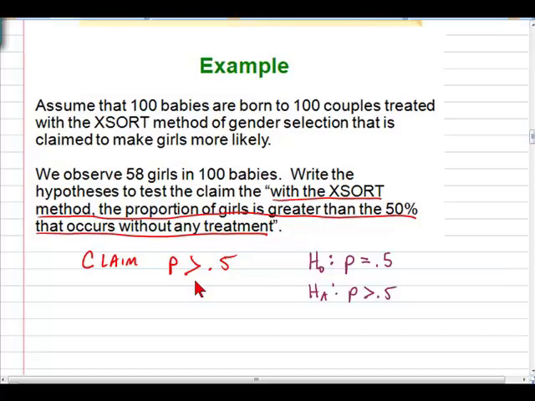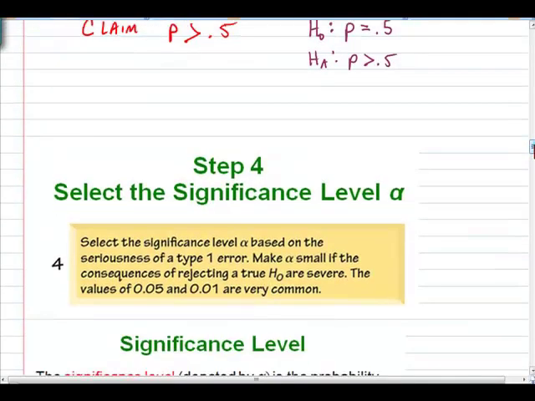Write the claim in symbolic form, and that claim, if it contains equality, will be your null. If it doesn't, then it will be the alternative. The null hypothesis always contains equality. It's the only hypothesis that contains equality.